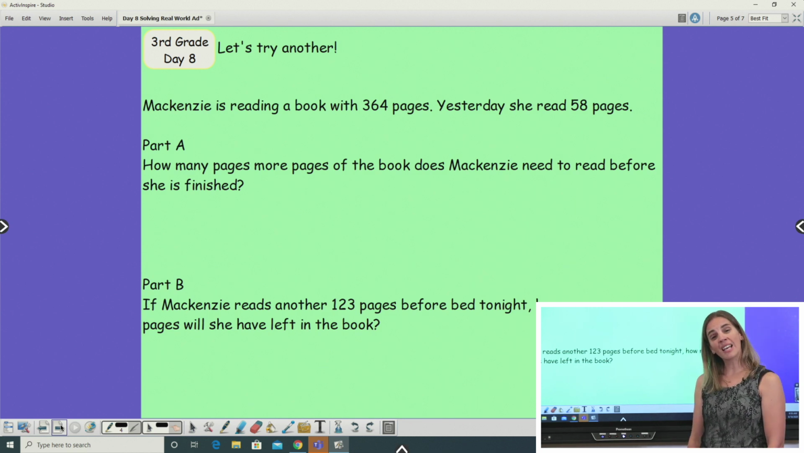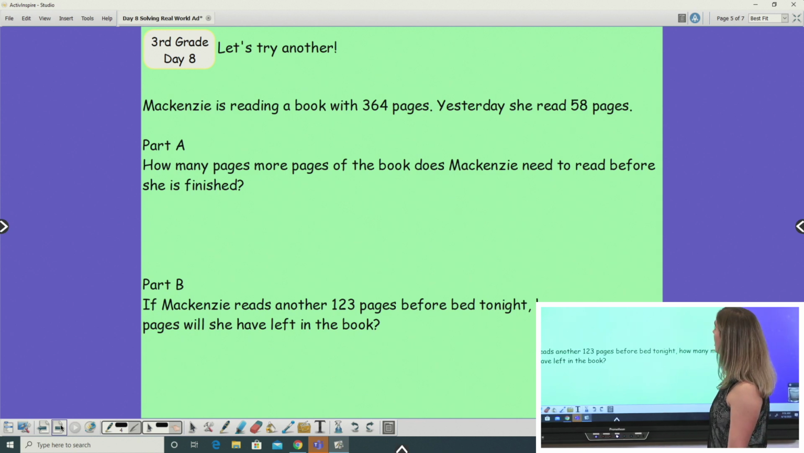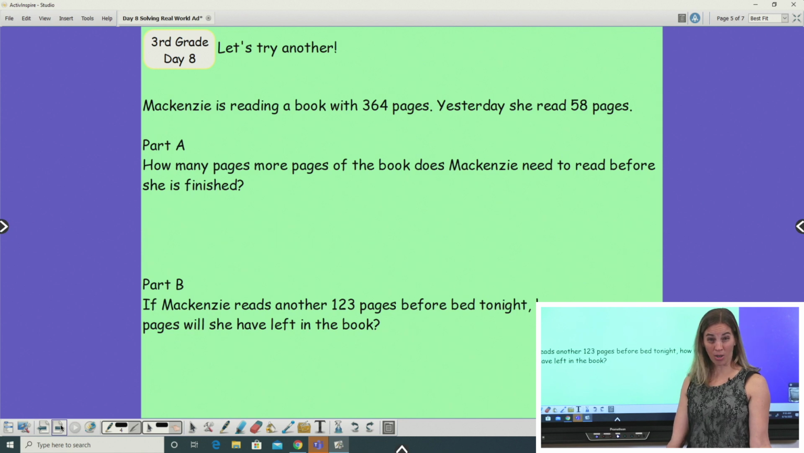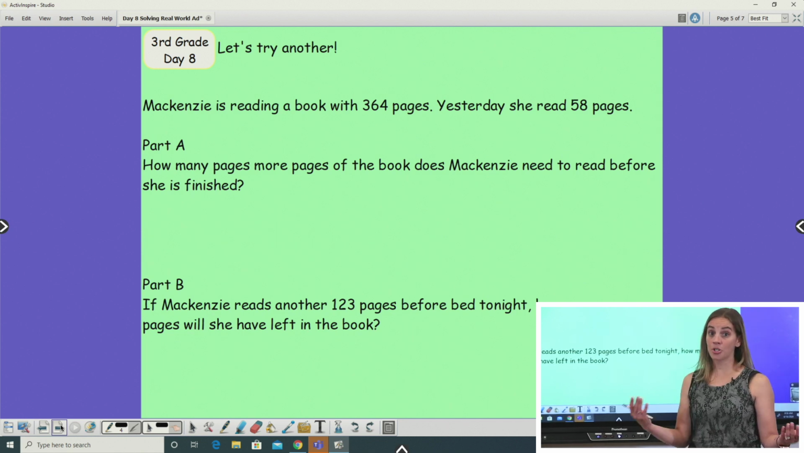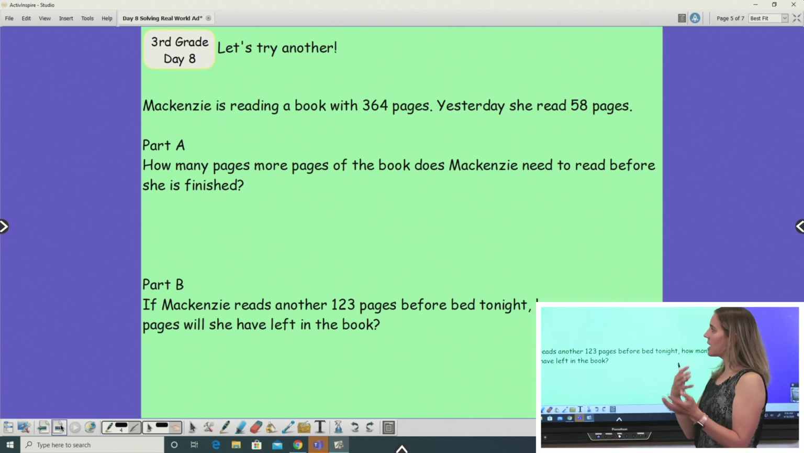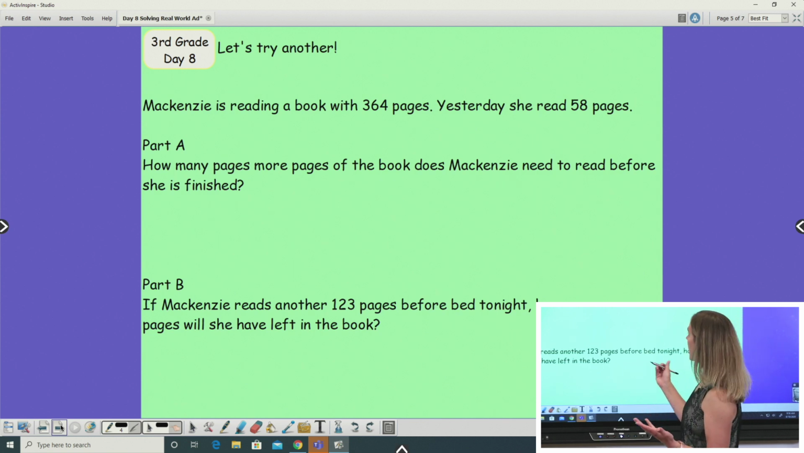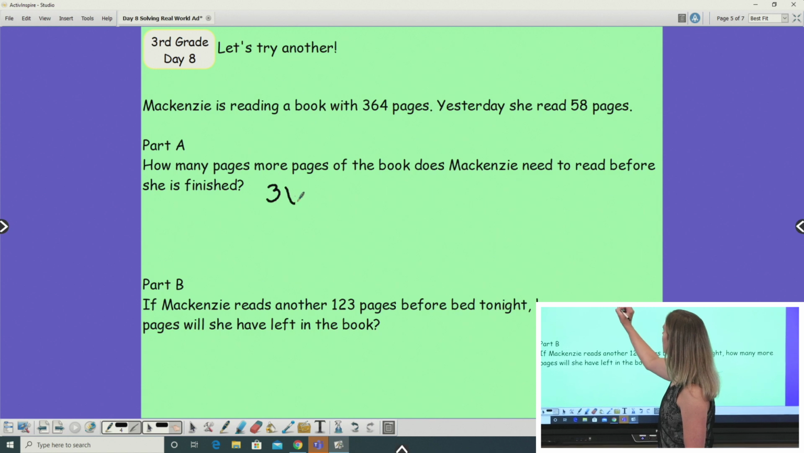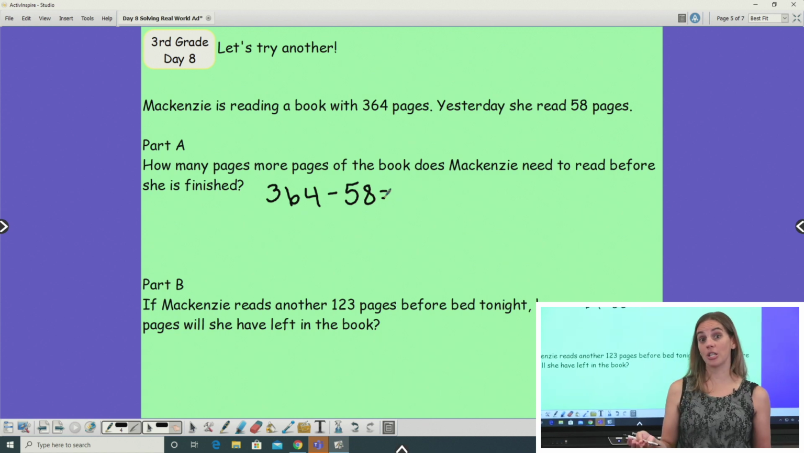So what I'm trying to figure out is how many pages are left in the book if Mackenzie's already read 58? Well, I know how many pages are in the book altogether, don't I? Yeah, 364. And I know how many pages she's already read, which means I want to take those pages out. So if I'm taking pages away, am I adding or subtracting? That's right, I'm subtracting. So I'm going to do 364 minus 58, and that will tell me how many more pages she needs to read.